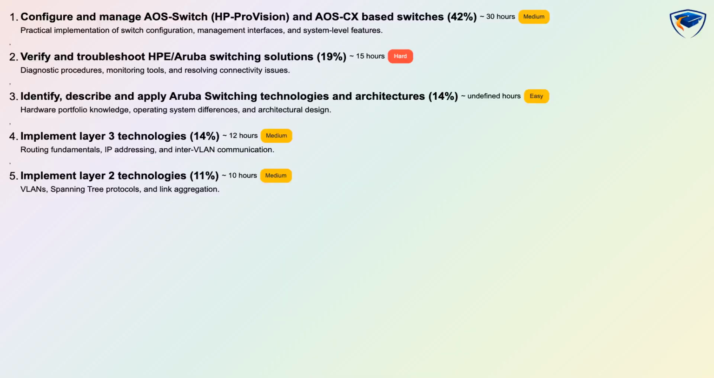Overview. The exam is divided into 5 domains with precise weights that determine focus areas. Configure and manage AOS switch and AOS-CX based switches carries 42%. Verify and troubleshoot HPE Aruba switching solutions carries 19%. Identify and apply Aruba switching technologies and architectures carries 14%. Implement Layer 3 technologies carries 14%. And implement Layer 2 technologies carries 11%. Together these domains cover hands-on configuration, troubleshooting, architecture knowledge, and routing and switching fundamentals.